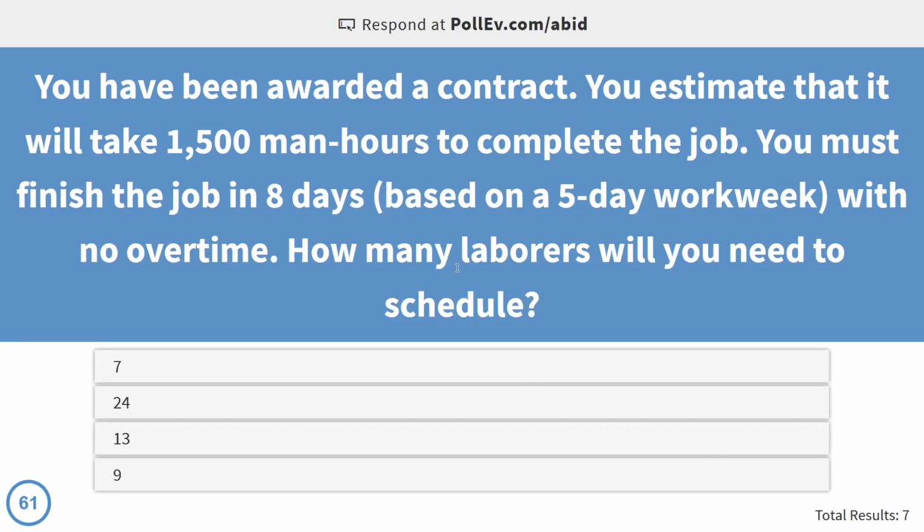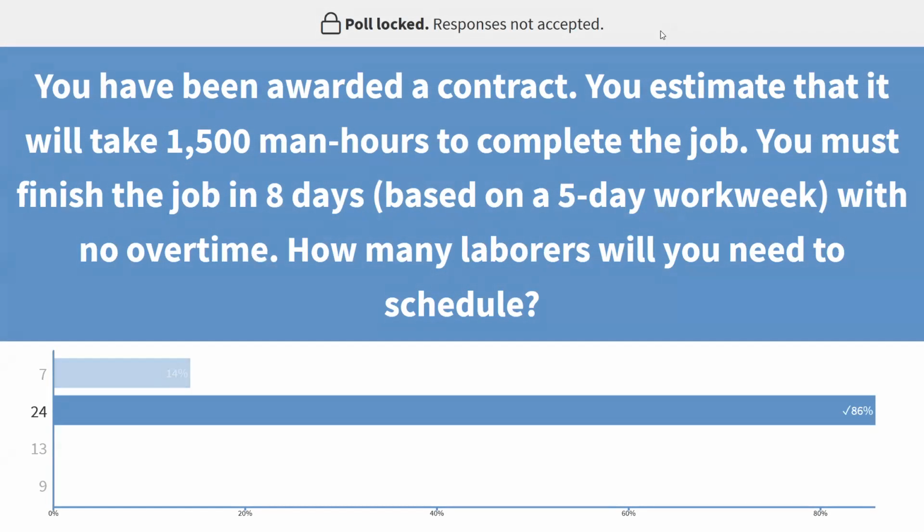Okay, so I have got the usual 7 answers. I think others are not participating. Then, yes, the correct answer is 24. If you divide 1,500 by 5 times 8, then that will be your answer.